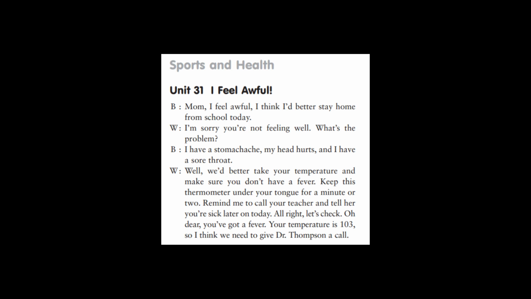I'm sorry you're not feeling well. What's the problem? I have a stomach ache, my head hurts, and I have a sore throat. Well, we'd better take your temperature and make sure you don't have a fever. Keep this thermometer under your tongue for a minute or two. Remind me to call your teacher and tell her you're sick later on today.